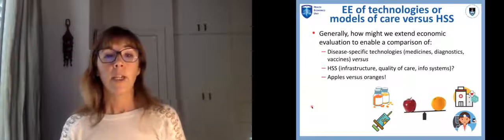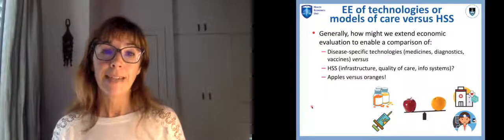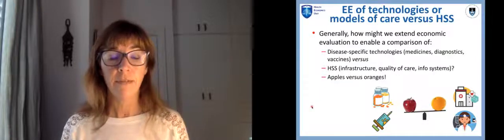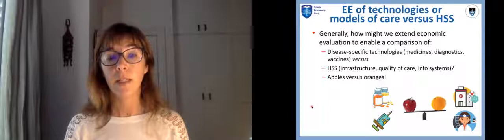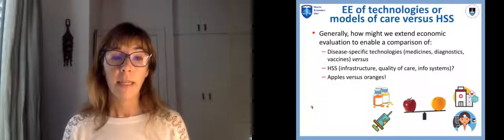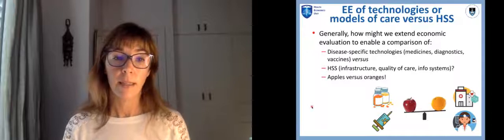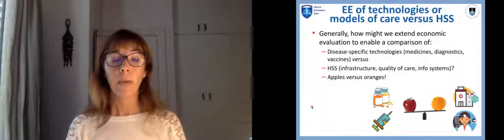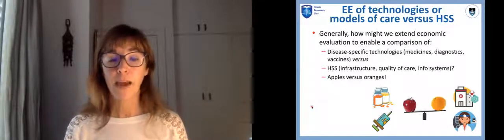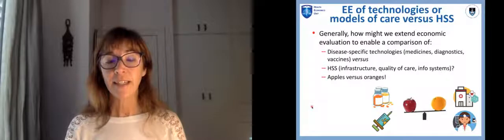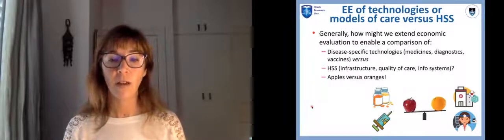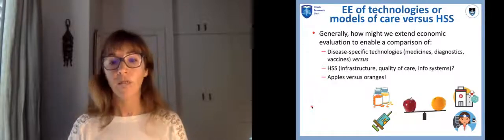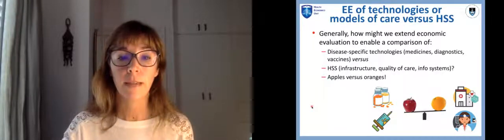So generally, the question then becomes, how might we extend economic evaluation to enable a comparison between investing in disease-specific technologies versus investing in health system strengthening, such as infrastructure, quality of care, or information system? And the problem that we have is that we're comparing apples and oranges. So it's quite difficult at the moment to get things onto the same sort of measuring rod. So we've got apples and oranges, and what we need is fruit salad. So how shall we get to fruit salad?